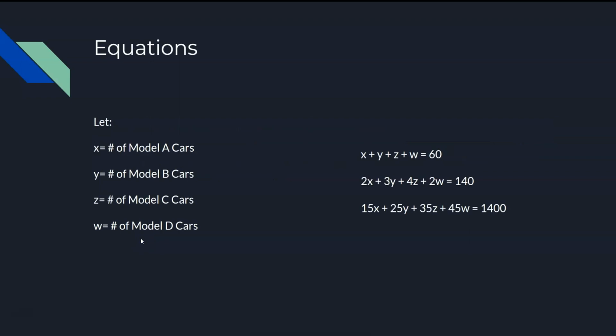So from this word problem, I was able to create 3 equations shown on the right, where x equals the number of Model A cars, y equals the number of Model B cars, z equals the number of Model C cars, and w equals the number of Model D cars.